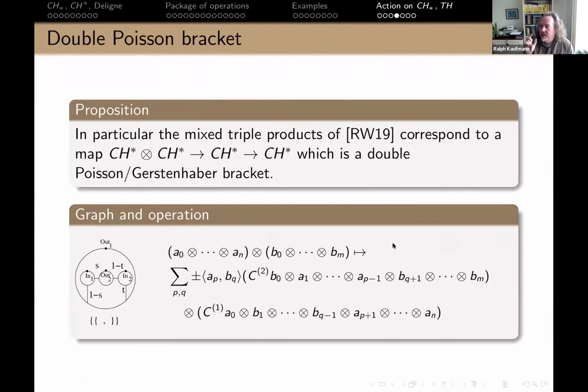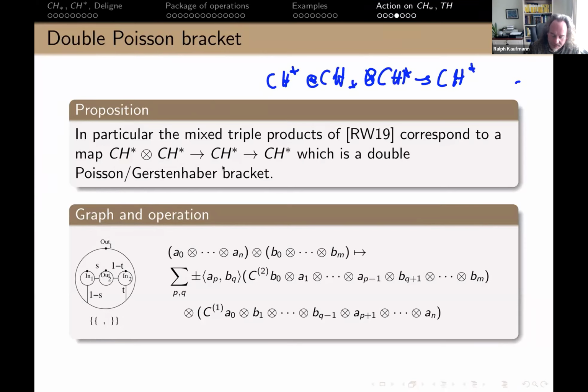If I dualize this back to just an operation, maybe I should write this. The operations are of the type CH star tensor CH star tensor CH star to CH star. Then if you dualize this thing, you get this. And this is a nice operation.